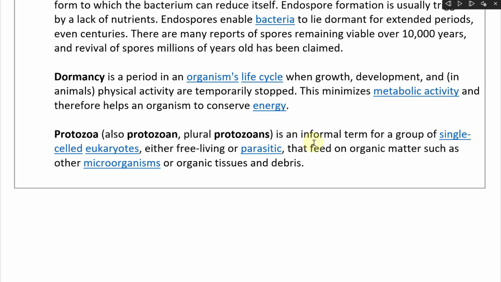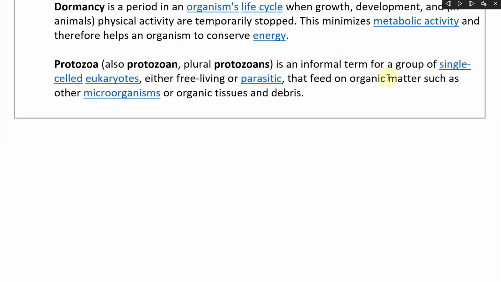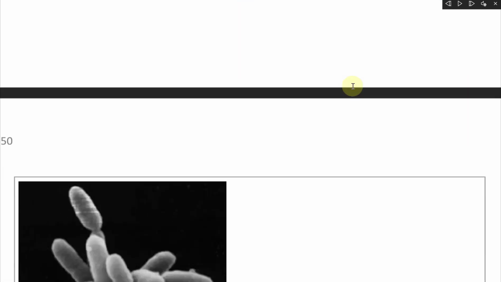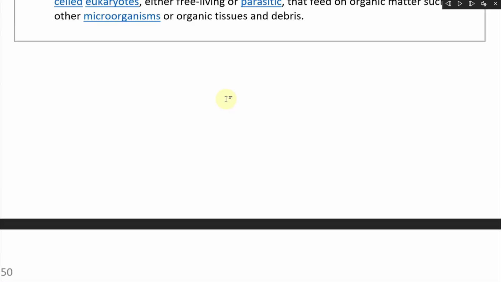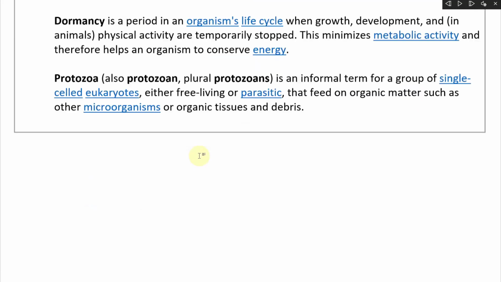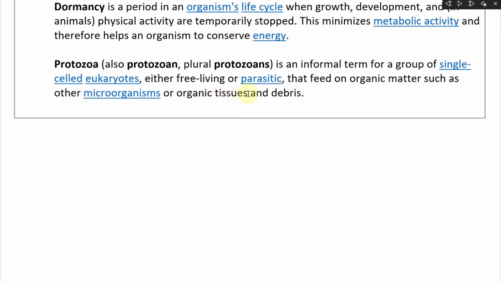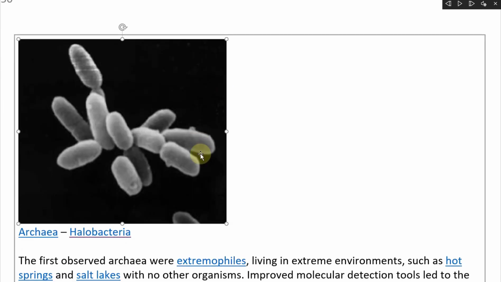protozoans, is an informal term for a group of single-celled eukaryotes, either free-living or parasitic, that feed on organic matter such as microorganisms or organic tissues and debris. Basically it's an informal term for single-celled eukaryotes with a cell nucleus that feed on organic matter, such as other microorganisms, organic tissues, debris, or waste. It's very interesting.